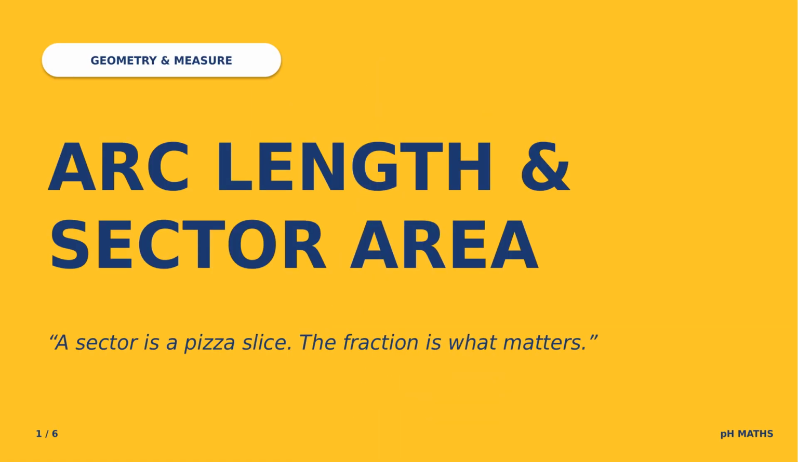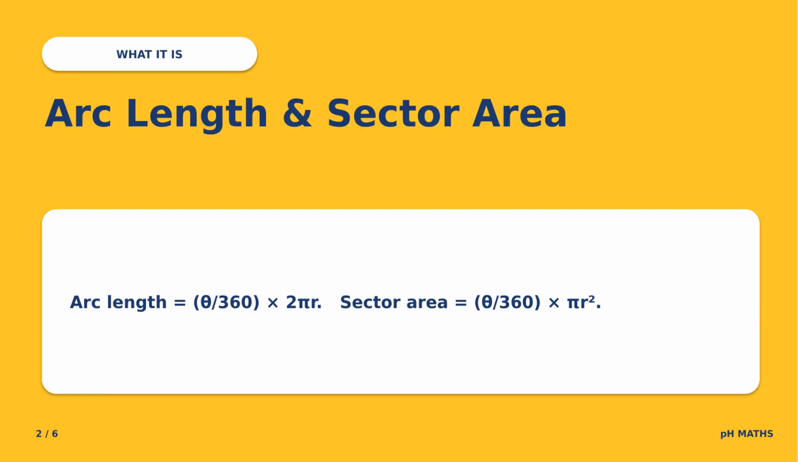Today's explainer is arc length and sector area. A sector is a pizza slice and the fraction is what matters. By the end of this, you'll know both formulae, the single structural pattern they share, and the easy mistake that confuses one with the other.